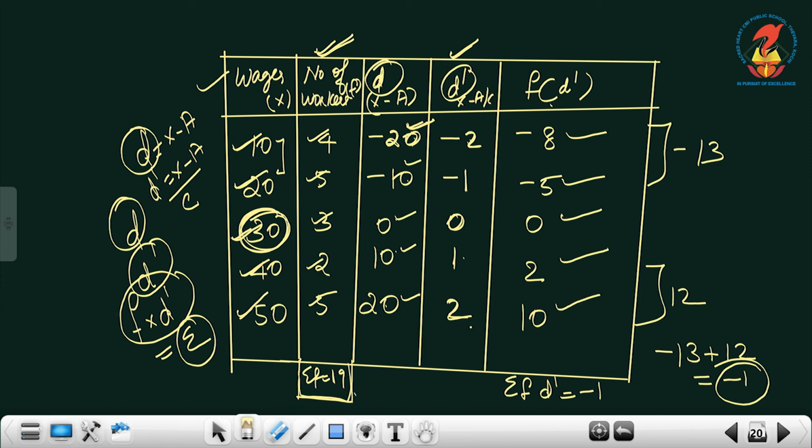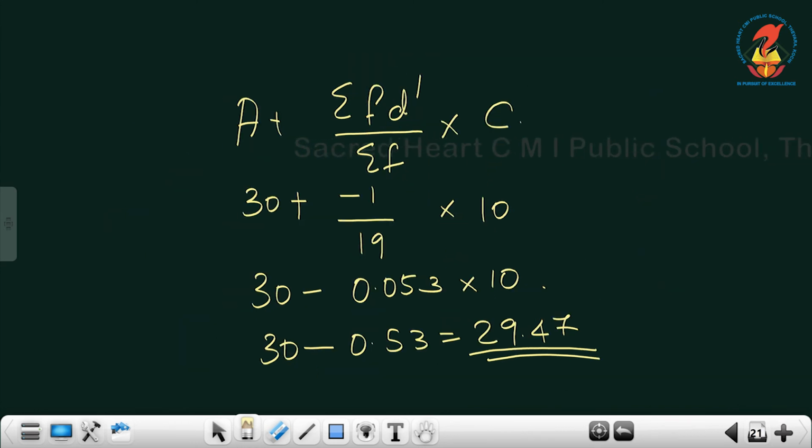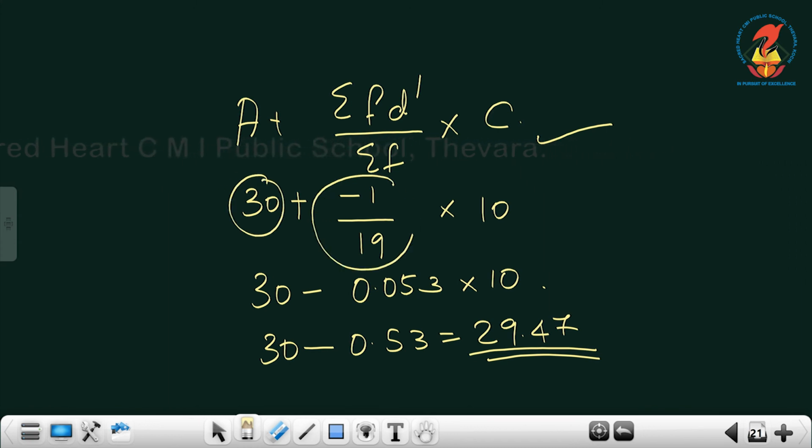Now, find out the total, isn't it? That is minus 8 plus minus 5 is minus 13, 10 plus 2 is 12. So, minus 13 plus 12 is minus 1. Okay, so sigma f d dash is minus 1. Now, apply the formula: a plus sigma f d dash by sigma f into c. A is 30. Now, sigma f d dash by sigma f is minus 1 by 19, into 10.